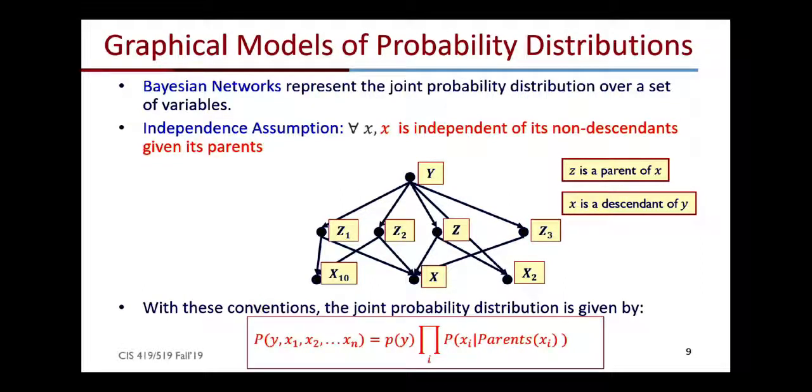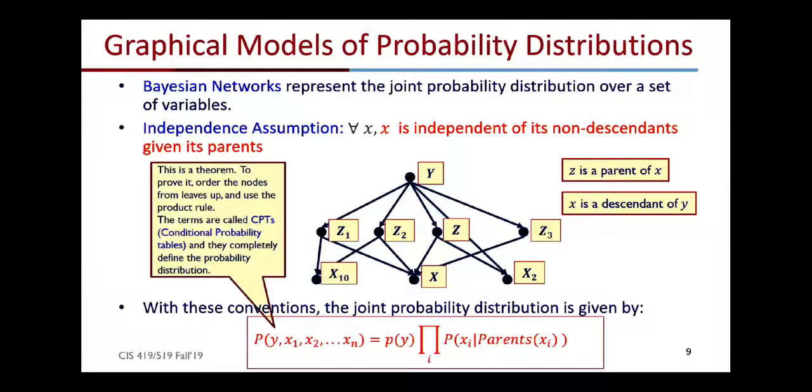Given that we make this assumption, we can now take the joint probability distribution and factor it. Given that y is the only variable here that has no parents, it's going to be P of y times the product of all these conditional probabilities, P of xi given the parents of xi. And really, this is a theorem, right? I started to write the joint and decomposed it using Bayes' rule, and then simplified it using this assumption.